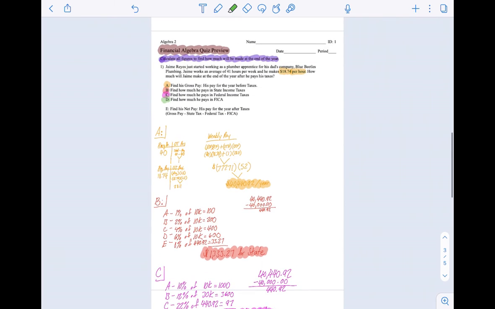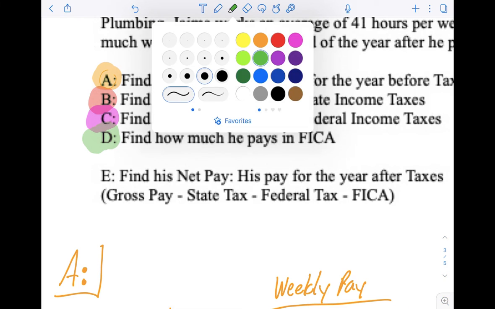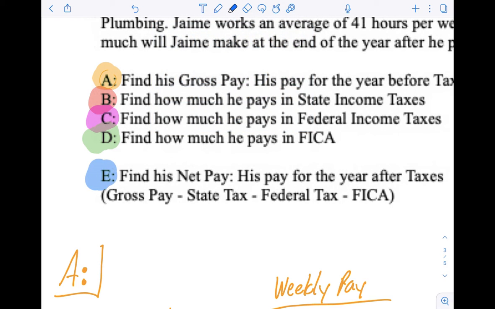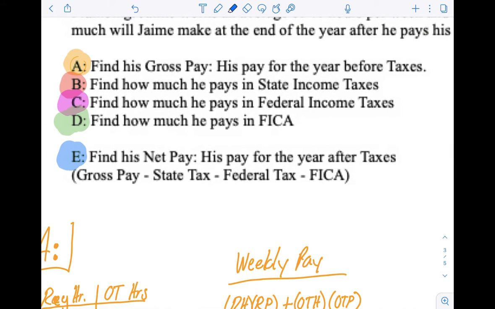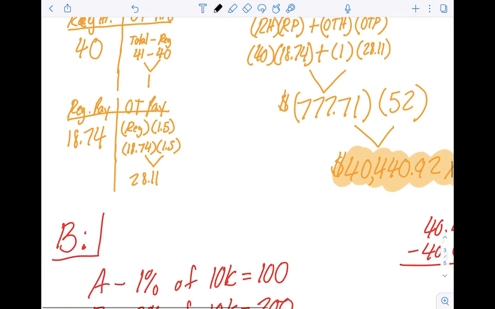Finally, kiddos, look at this. We're at our last part right here. We're going to do E. Find his net pay. His net pay means his pay for the year after taxes. And the way we do that is we're going to take his gross pay, right? And we're going to subtract state tax, federal tax, and FICA. So I'm going to take orange, and I'm going to subtract red, pink, and green.